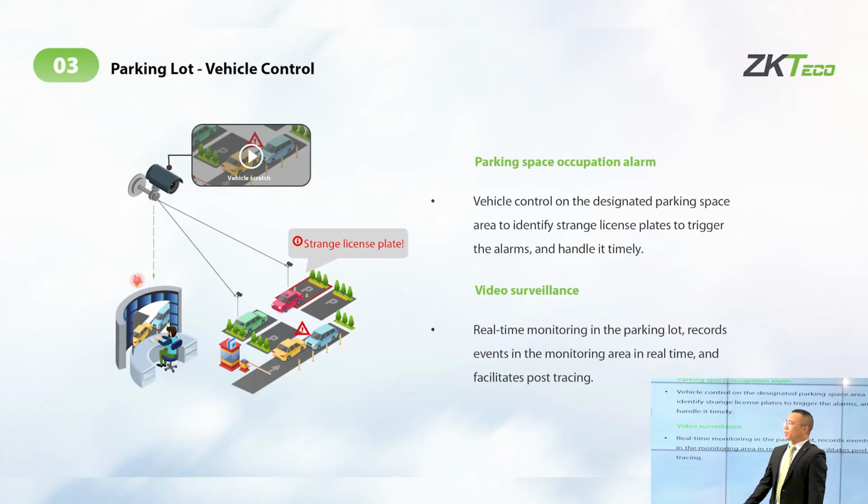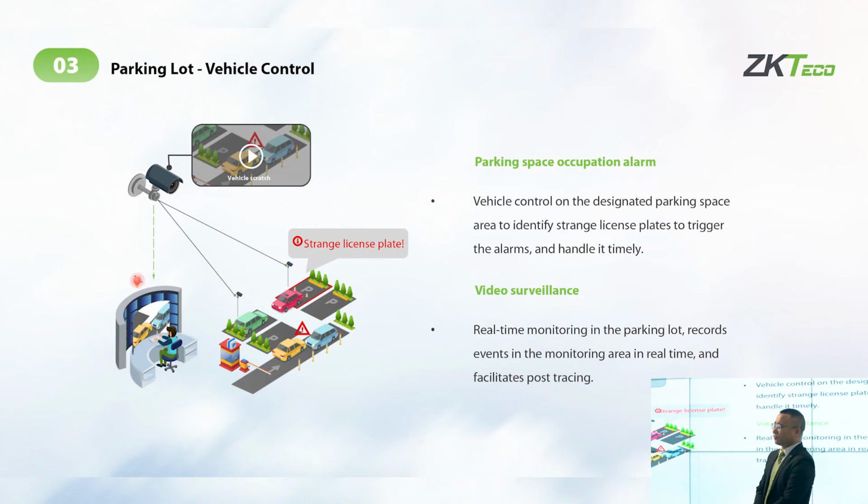As for the parking lot management, this function exists for the parking. If this parking lot does not belong to this person, and the person just parks here, the camera will trigger an alarm, and also indicate he cannot park here.